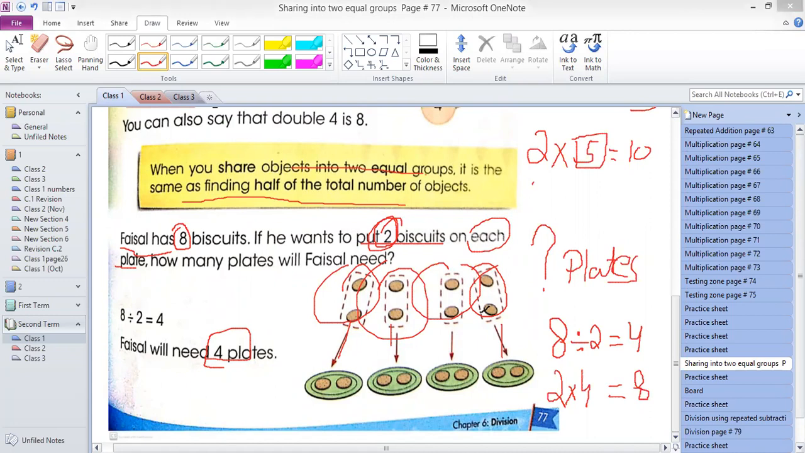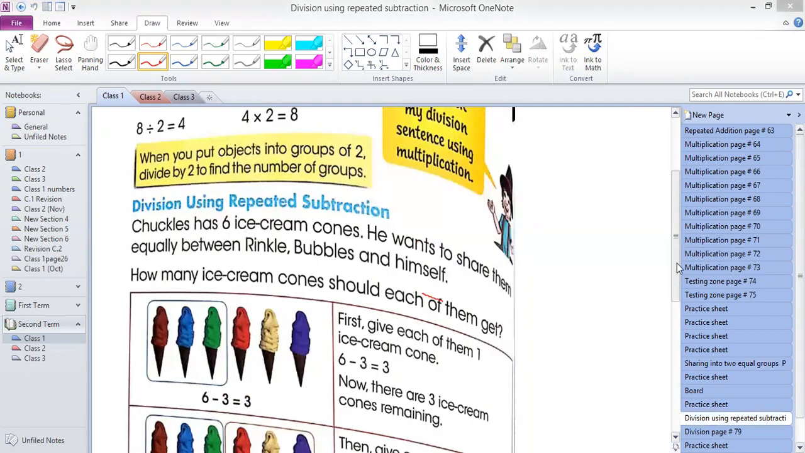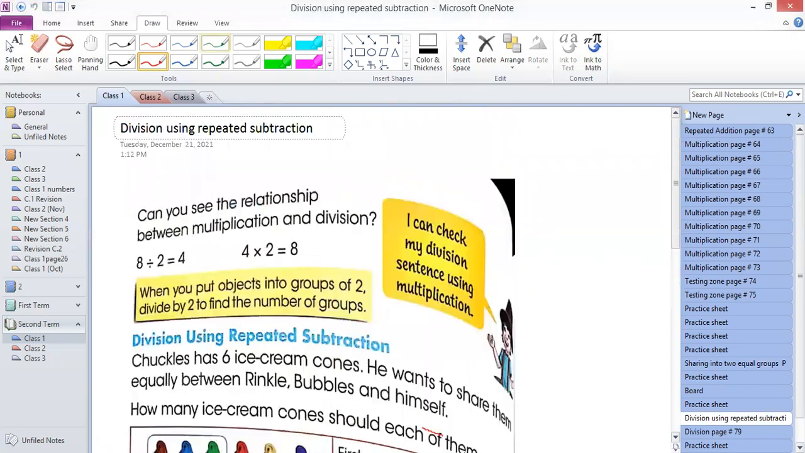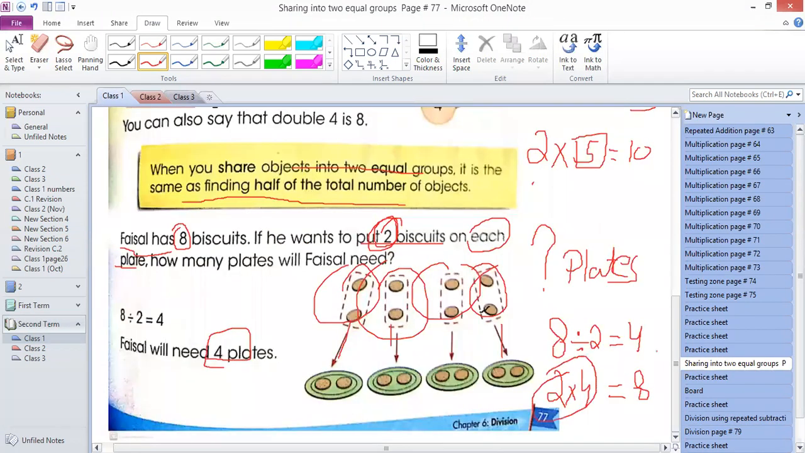Very good, very good. Okay. Now come to page number 78. Can you see the relationship between multiplication and division? Absolutely, guys. We know what the relationship between multiplication and division is. They are opposite to each other. I can check my division sentence using multiplication. Yes, we are checking. Here also, on the last page, we checked the answer with the help of multiplication or division. Okay.